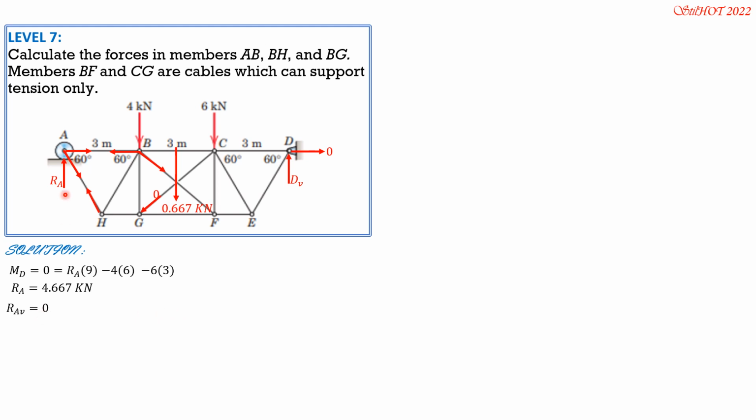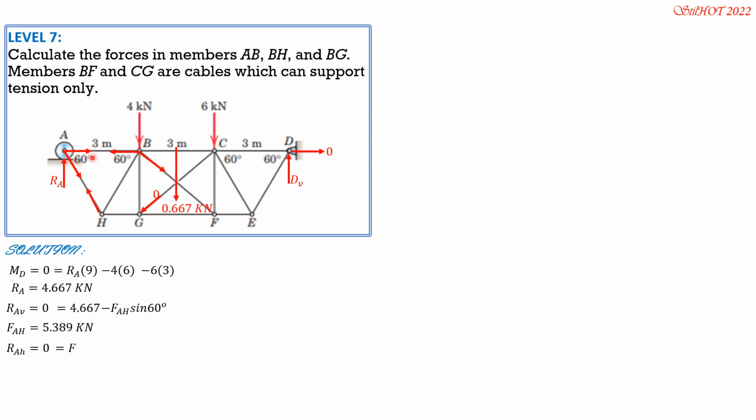So we have RA, which is 4.667, minus the vertical component of FEH, sine 60 degrees. Nothing more. Therefore, FEH is positive, 4.67 over sine 60. It is a tension member, 5.389 kilonewtons. Then the summation of horizontal forces equals 0.